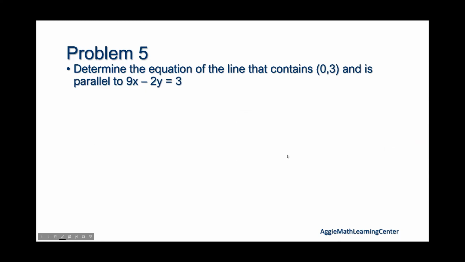All right, so here's a third problem that you may be presented with. Determine the equation of the line that contains the point (0, 3) and is parallel to 9x minus 2y equals 3. Okay, what do we remember about parallel lines? They don't intersect. So if they don't intersect, that also implies to us that they're changing at the same rate. So like these would be examples of parallel lines. What would you say about the slopes of those lines?